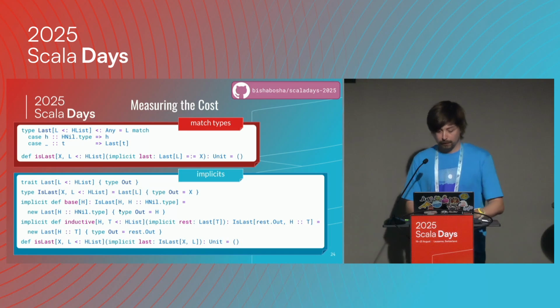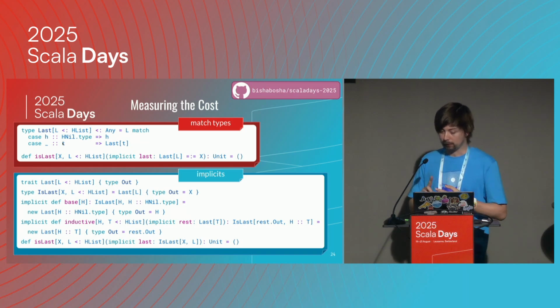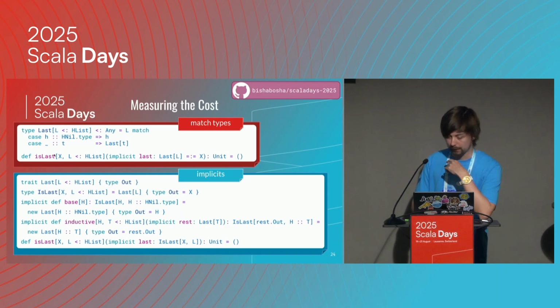Okay, and the match type version is this one that we sort of saw earlier, but just for HList rather than tuple. And to prove that X is the last of L, we have to summon this type equality thing, that the last is the same as that.